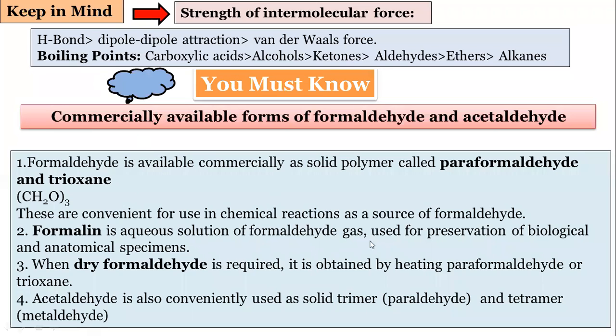Keep in mind the strength of the intermolecular forces. See which bond is very strong. First, hydrogen bonds are very strong. Then dipole-dipole interaction, and then van der Waals forces are very weak. So the boiling points of carboxylic acids are very high because of these hydrogen bonds. Then alcohols, then ketones, then aldehydes, and alkanes have very low boiling points because of the bonding.